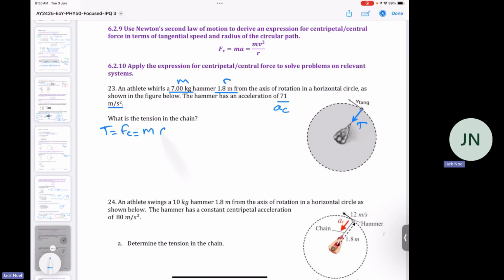It is equal to the mass multiplied by the centripetal acceleration, which means 7 multiplied by 71. 7 times 7 is 49, so 497. It's almost 497 newtons. Now we can take it approximately to be 500 newtons, and in your answer key, I believe it's written 5 times 10 to the power of 2 newtons. It's okay, all of them are accepted answers.